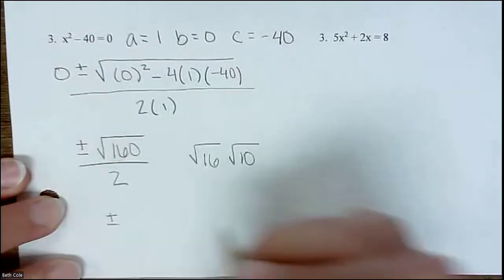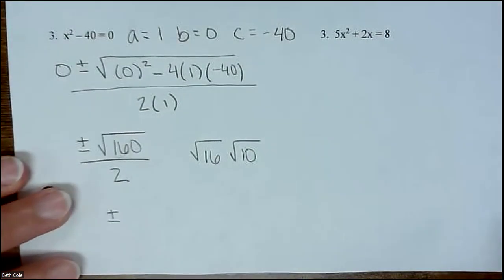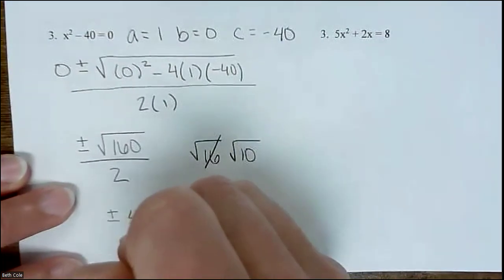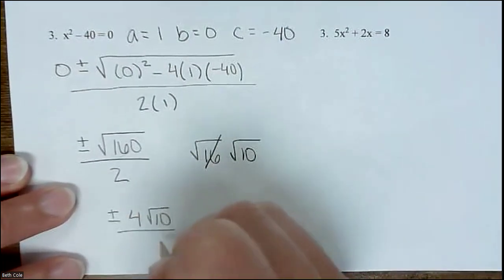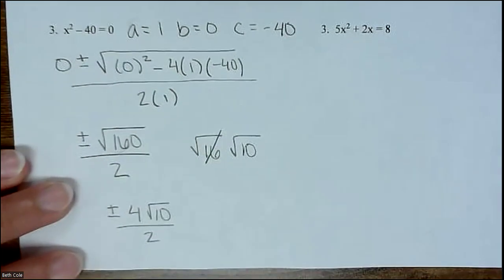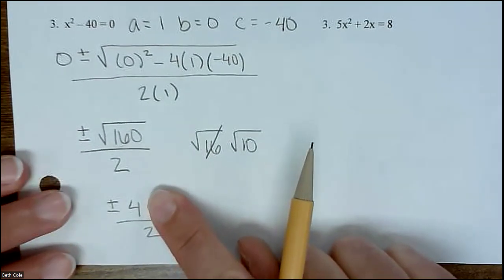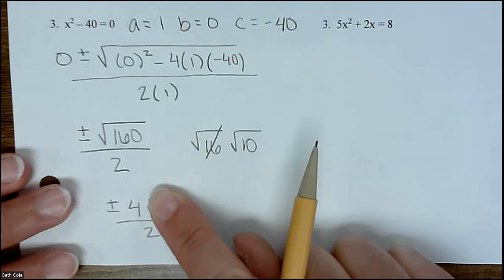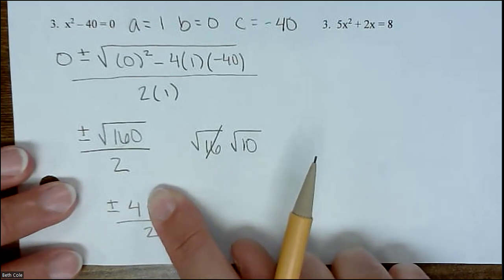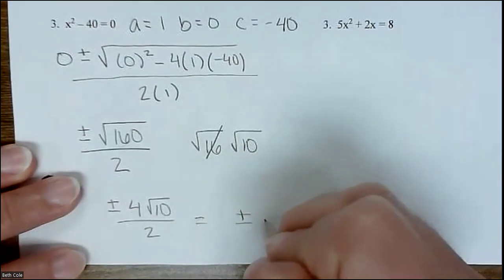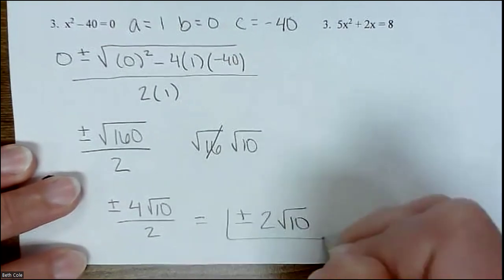So plus and minus, what is your square root of 16? 4 square root of 10 over 2. And then again, you just reduce it. You can't touch what's inside the square root. But 4 divided by 2 is 2. So you get plus and minus 2 square root of 10.